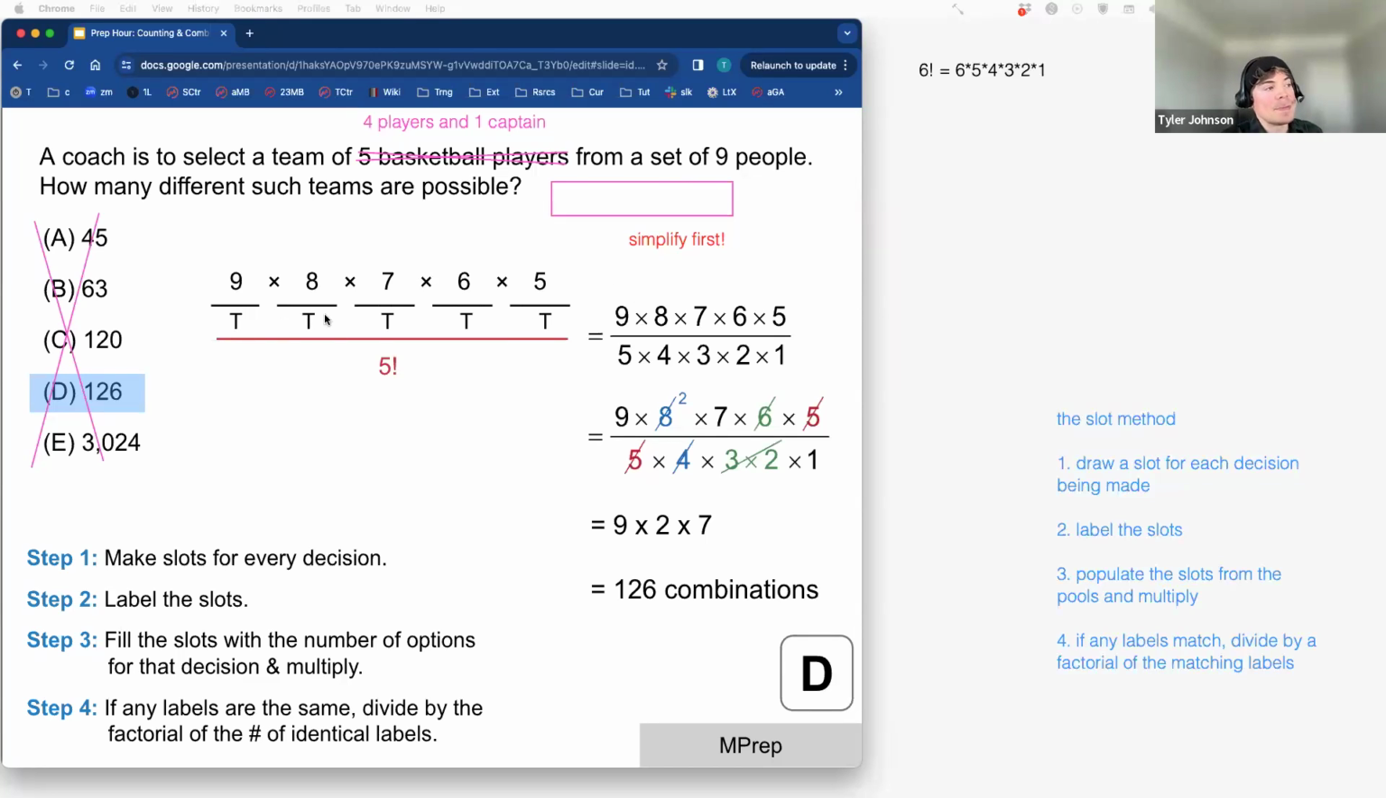So what's changed here is going to be with my labels, because instead of 5 identical T's, one of these T's should now be a C for captain. But nothing's changed about the pool. We still have a set of 9 people, so that's still going to be 98765. But instead of dividing by 5 factorial, I only need to divide by 4 factorial, because there's 4 matching T's now. So compared to the original version of the problem, I'm dividing by 1 less 5 than I originally had, so the answer is going to be 5 times higher than 126, which is 630.